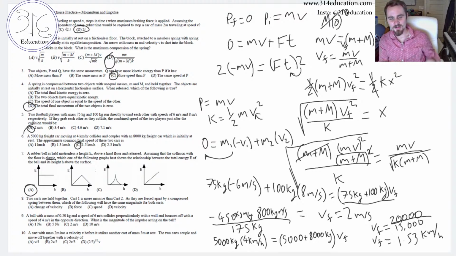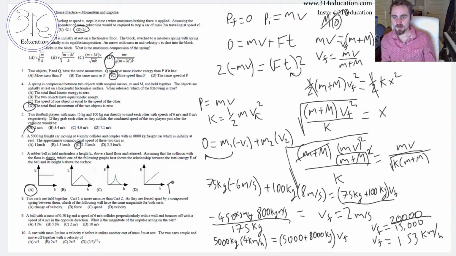Next, for 8, we've got 2 carts held together. Cart 1 is more massive than cart 2, as they are forced apart by a compressed spring between them. Which of the following will have the same magnitude for both carts? So they're not going to have the same velocity or the same change in velocity, because if they're held together, they'll be starting at the same velocity, and then when this force pushes them outwards, it's going to accelerate them unevenly, scaling by their mass.